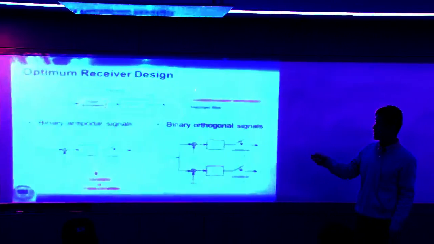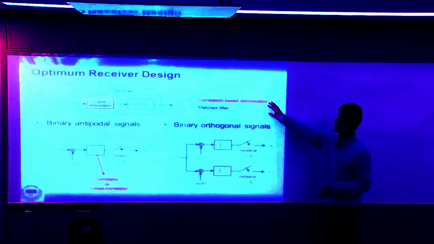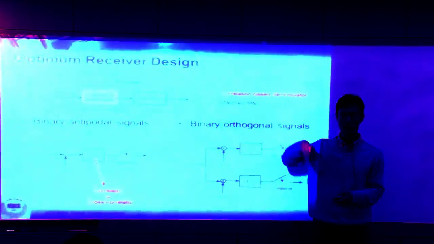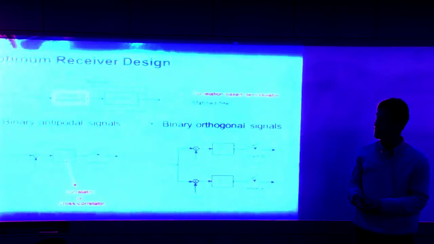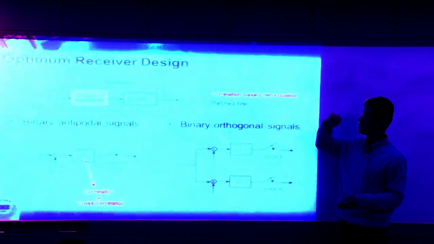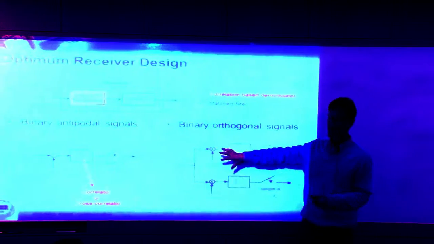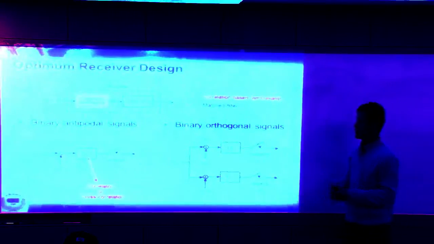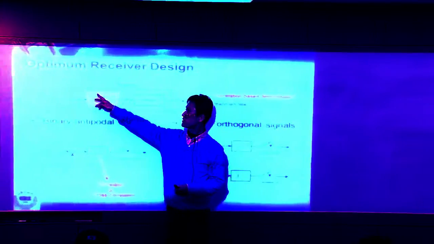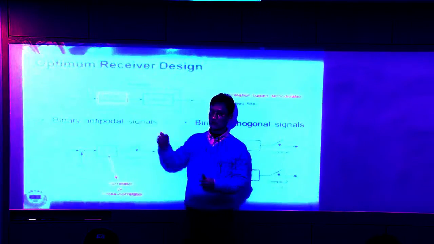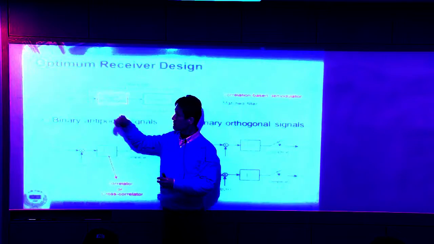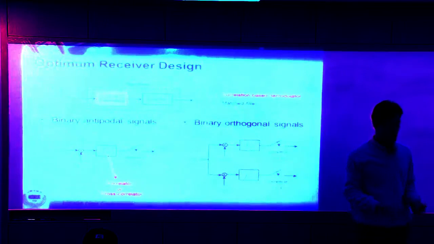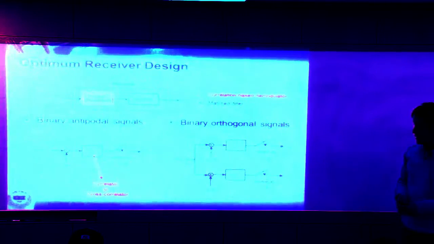Last lecture we learned the correlation-based demodulator. This is an optimum receiver, and we have two different ways of designing an optimum receiver. The first way is the correlation-based demodulator, and this is a block diagram for it. What we are talking about is this red box. We get a received signal, and this received signal is the transmitted signal plus noise n(t).